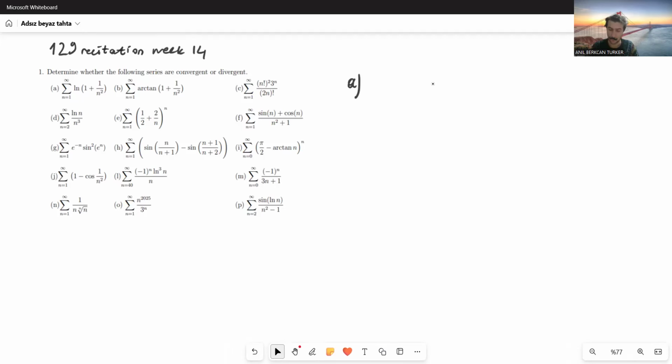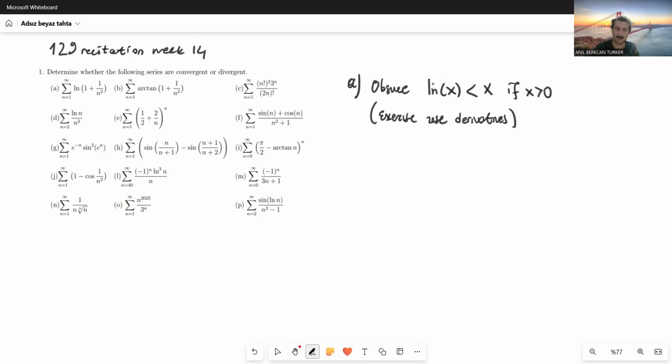So what can we do? We can do a limit comparison test or comparison test. We have a bunch of methods. Okay, observe: ln x is always less than x if x is positive. You can also prove that as an exercise using the derivative. Now, using this idea, we can say that this ln is, by the way, positive.